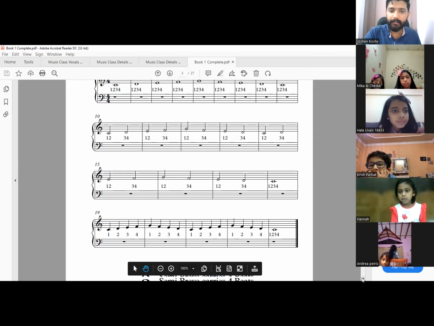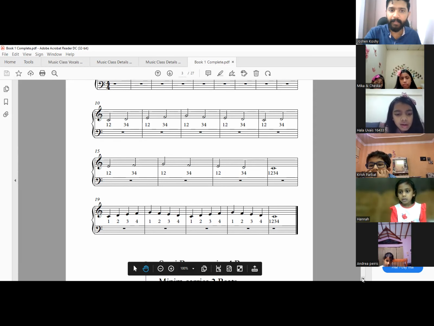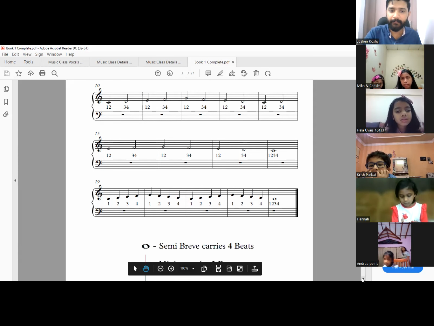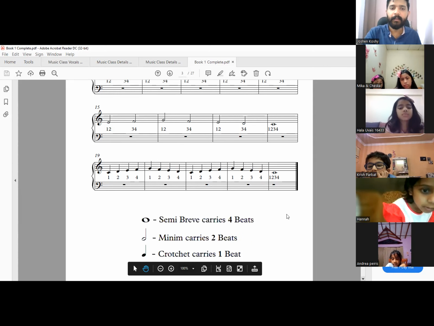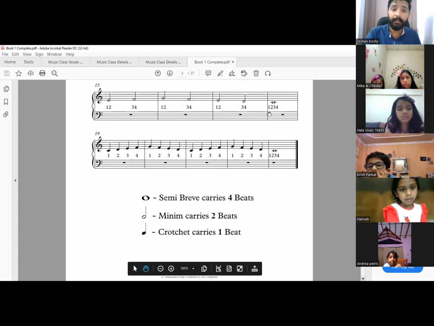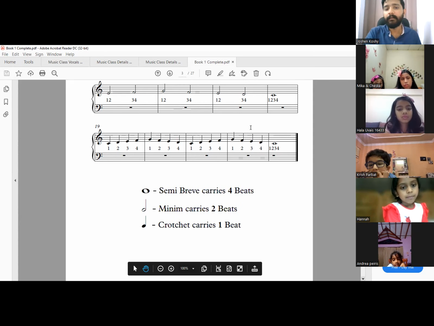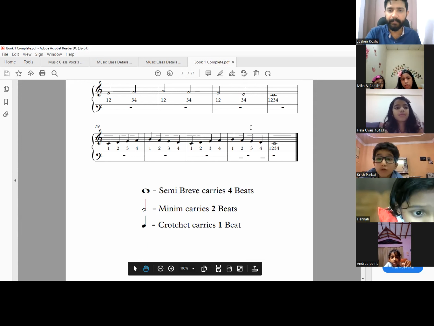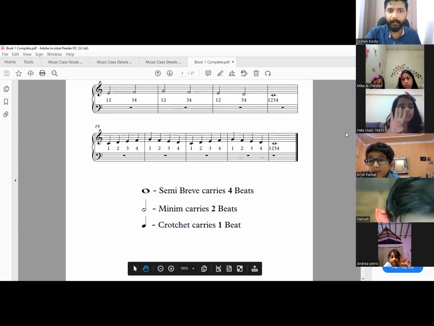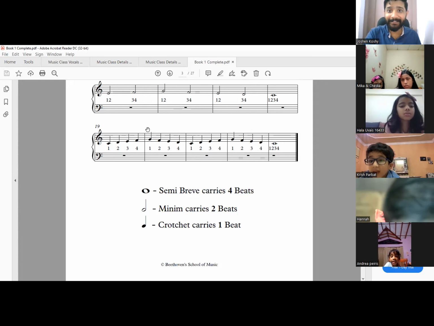Let's see who can answer. So the 1 beat note is the one that is blackened, right? Do you agree? This one is 1 beat, the blackened one. Now count the number of 1 beat notes in the last line. Count the number of one beat notes in the last line quickly. All the notes, okay? In the last line, only the one beat ones.